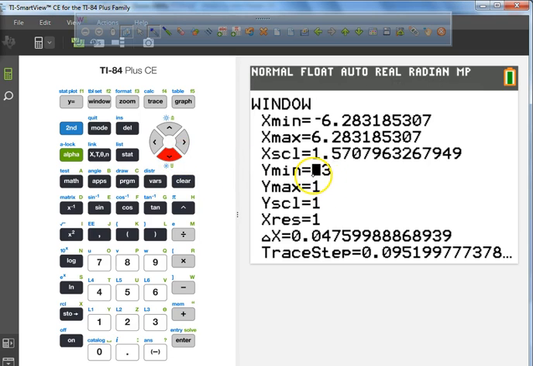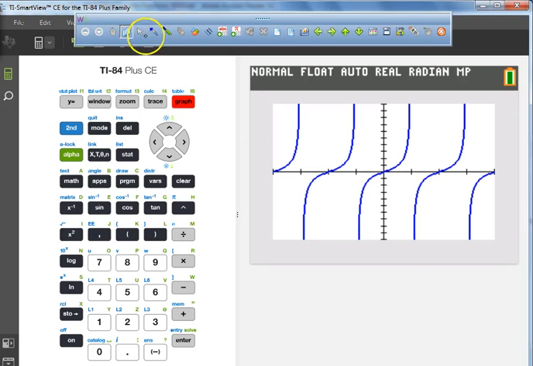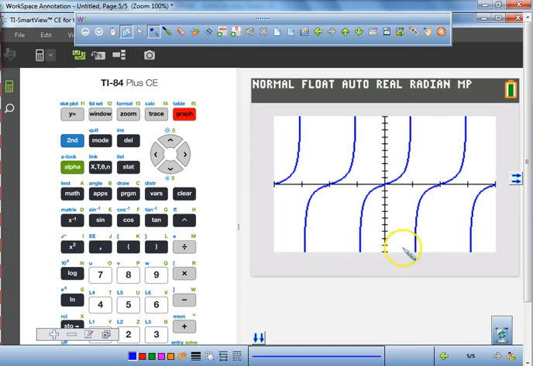But this time, y minimum, go to -10, and y maximum, go to +2. I want to see a lot of graph on this, okay? And after you do that, keep the y scale 1. After you do that, hit the graph button. Let's take a look at this guy. I don't like it. You don't like it? I like it.